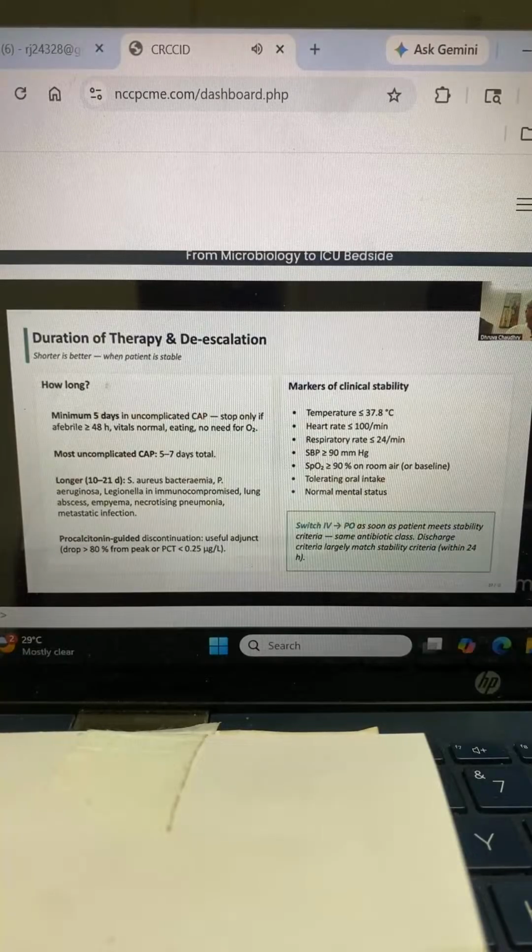As far as the outpatient is concerned today, 5 days of therapy is supposed to be good enough. If it is uncomplicated, 5-7 days is good enough, and you can follow them with the CRP. But if somebody has bacteremia or Staph aureus, Pseudomonas, Legionella, lung abscess or a complication, you need to use up to 3 weeks. Procalcitonin guided de-escalation is helpful, but do not use procalcitonin every day. Take it 2 to 3 times, 2 to 3 days apart, because of the properties of the procalcitonin level.